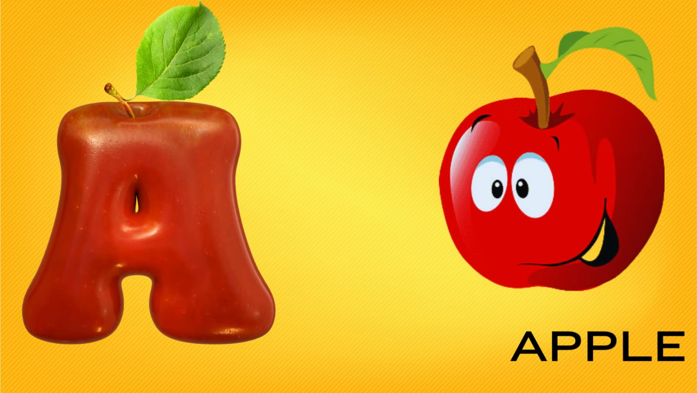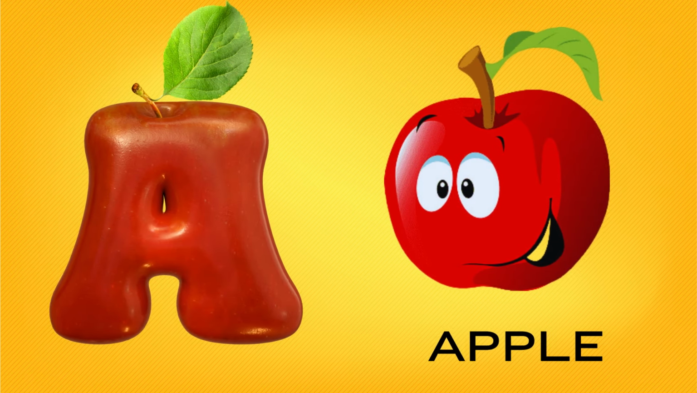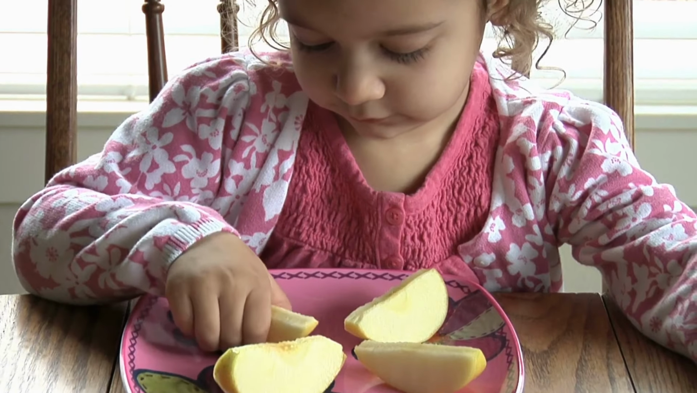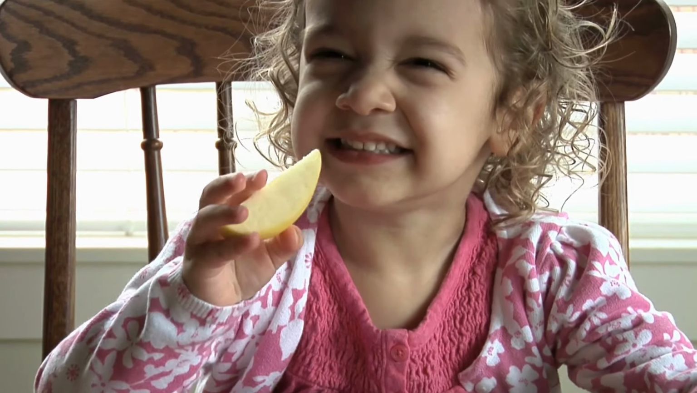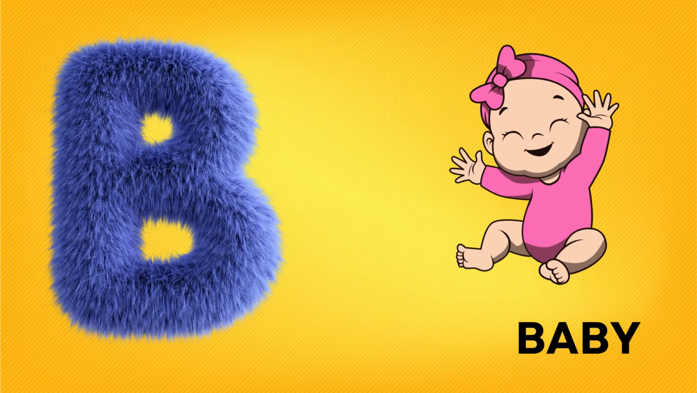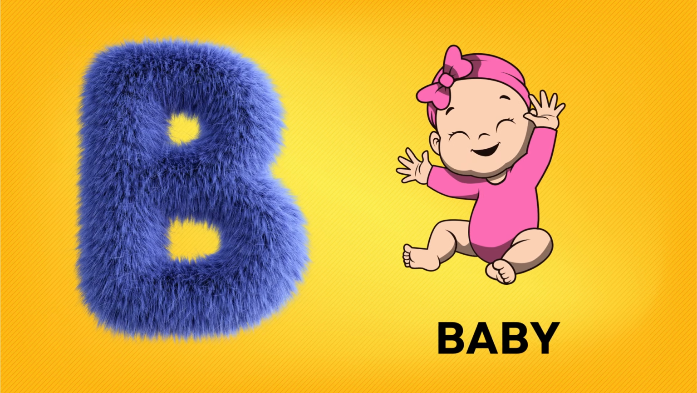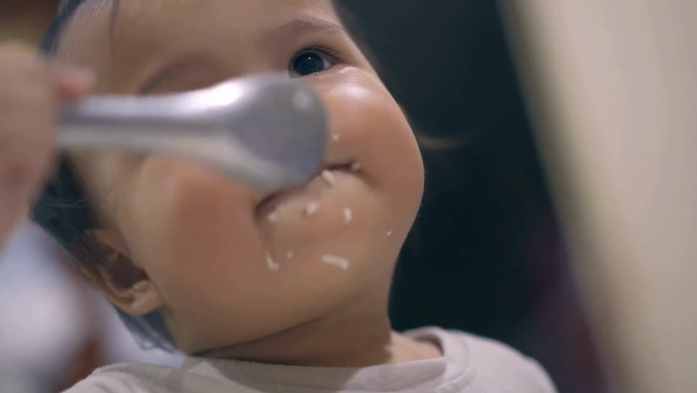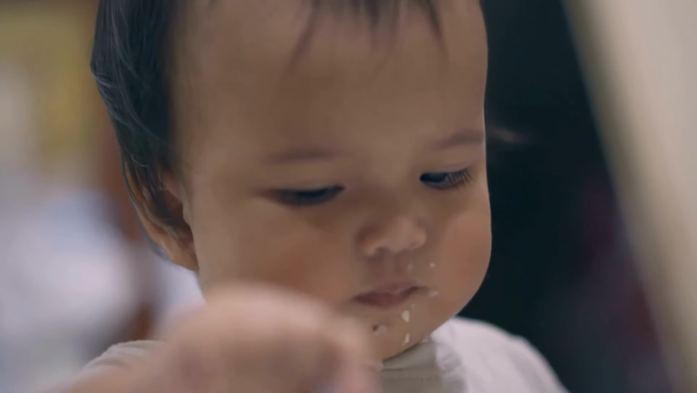A is for apple, A, A, apple, A, A, apple. B is for baby, B, B, baby, B, B, baby.